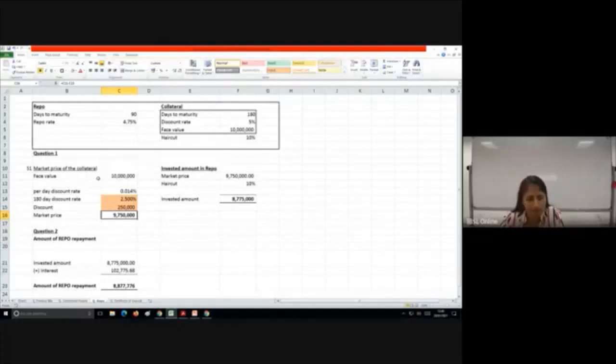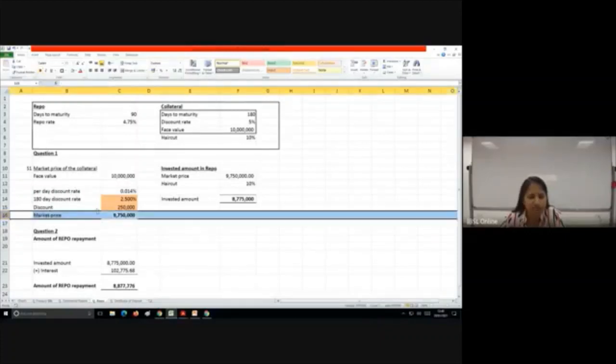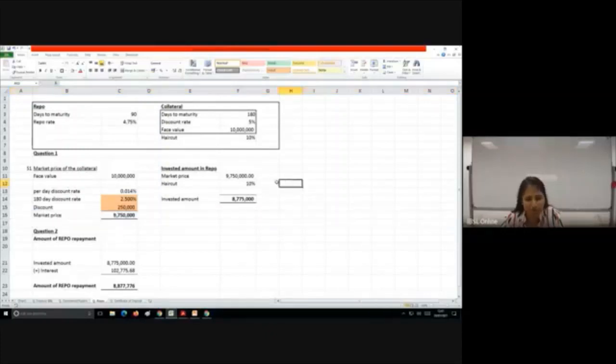Okay. Is that it? Is that the final answer? No, they're asking you the amount that you invested. Okay, the price, the market price of the collateral is 9.75 million. But there needs to be a 10% haircut. So 10% of it has to be kept as a buffer, which means out of 9.75 million, 10% has to be kept aside as a buffer for the lender.